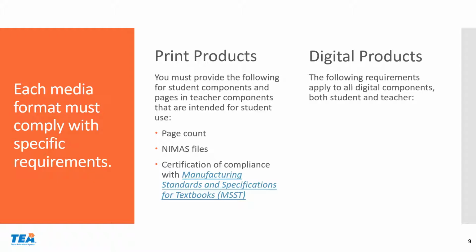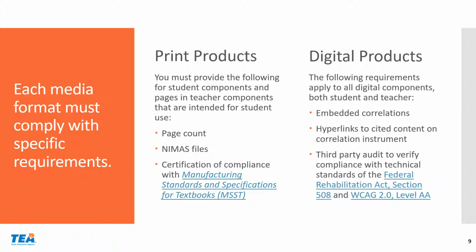The requirements for digital products apply to all digital components, not just those intended for student use. Correlations must be embedded, which means users must be able to access the correlations within the digital platform. You must be able to generate hyperlinks that will link to the specific content you cite on your correlations and will include those links on your correlation document.